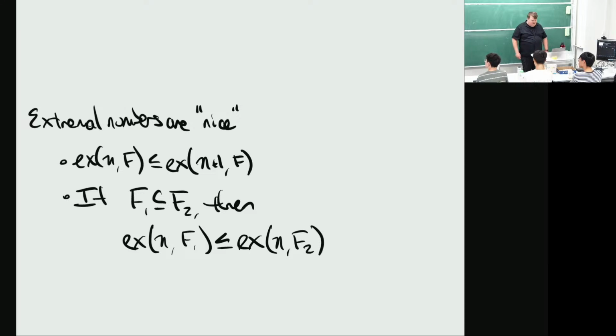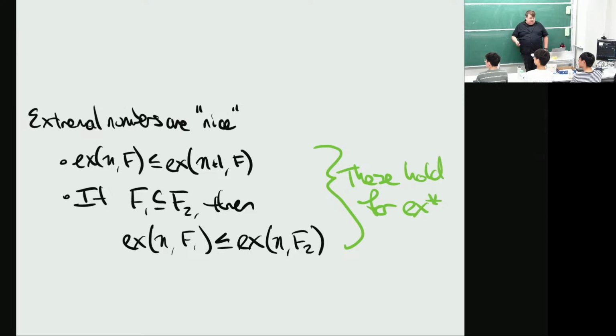It's also true that if you have some graph F1 living inside F2, then the extremal number for the smaller graph is at most as big as the extremal number for the big graph. So certainly if you have no copy of F1, you'll also not have a copy of F2. And that gives you some really nice tools for being able to compute with these things and figure things out. These will also be true for something that I haven't yet defined, which is the rainbow extremal number. Don't worry about it, but it will continue to be true. That will also be nice.